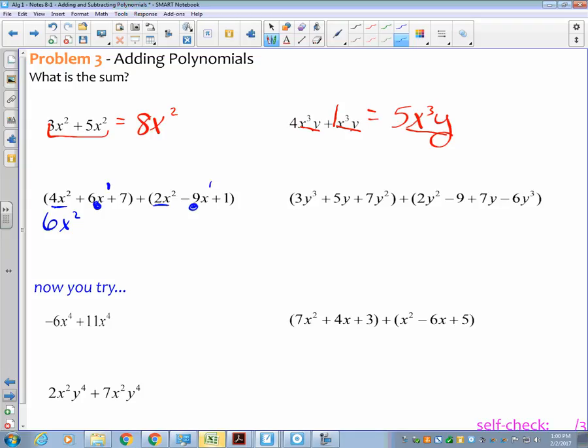I have a 6x to the 1 plus negative 9x to the 1. So 6x to the 1, yeah, plus negative 9x to the 1. I'm not going to put a 1. And then I'm going to put a box around just my number. So I have 3 terms. The first one I underline, all my x squareds, my x's I put a dot underneath, and then my whole numbers I'm going to box. I'm going to put their positives and negatives with them. So I have 7 plus 1.